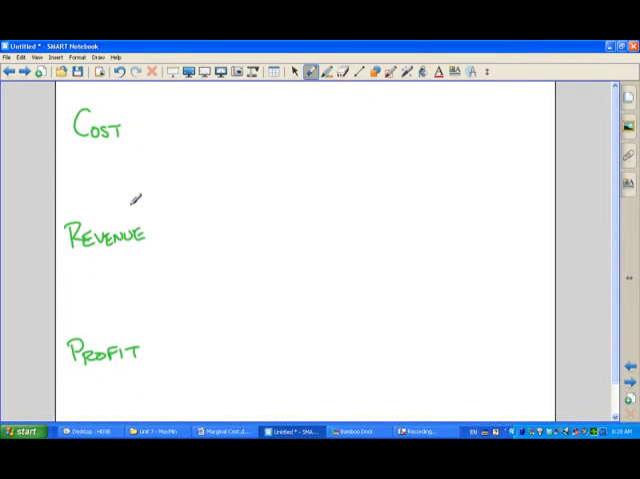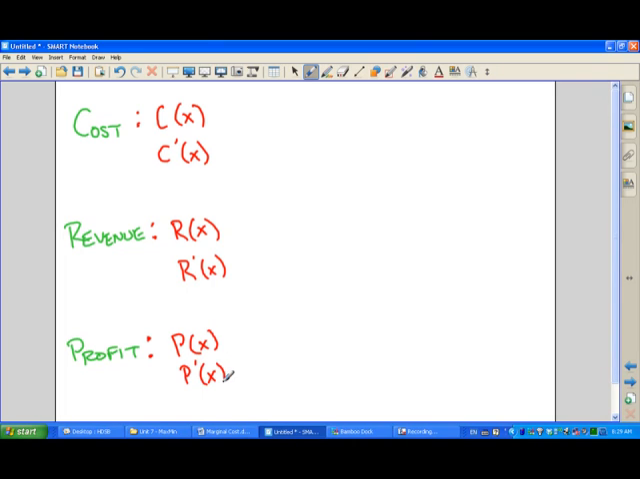So we have cost, revenue, and profit, and we can model these things with equations. So cost, typically we'll call that C of X. Revenue we'll call R of X. Profit we'll call P of X. If we can model these things with equations, we can also take the derivative of these equations. So C primed of X, R primed of X, or P primed of X.